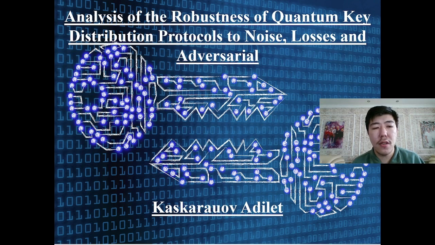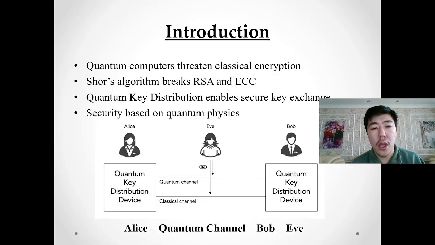My research is analysis of the robustness of quantum key distribution protocols to noises, losses, and adversarials. Quantum computing is rapidly advancing and poses a serious threat to classical encryption systems such as RSA or elliptic curve cryptography. Algorithms like Shor's algorithm can theoretically break these systems.